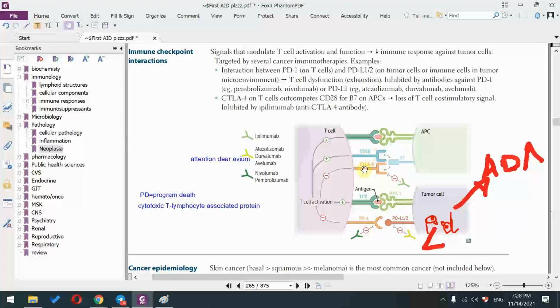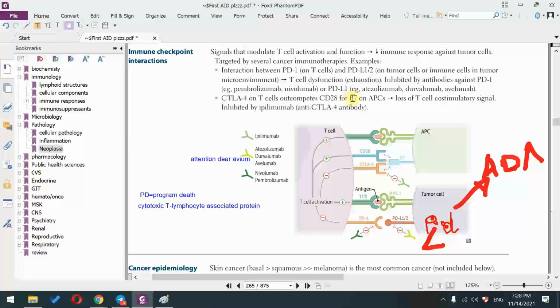The CTLA4 receptor, which is located on the T cells, can also be inhibited. So if you inhibit it, you will have more T cell activation. Why? Because the CTLA4 normally inhibits the cell. So if you inhibit it, you will stimulate the T cells. If the T cell is stimulated, it will be able to suppress the tumor cells and basically kill them. Yeah? Good.